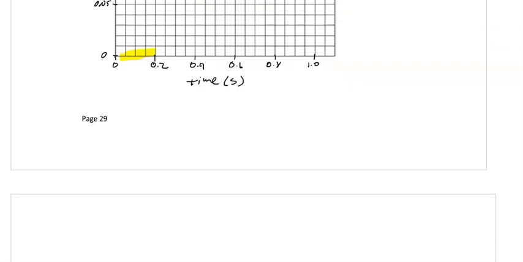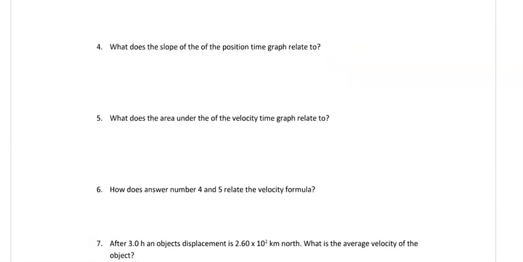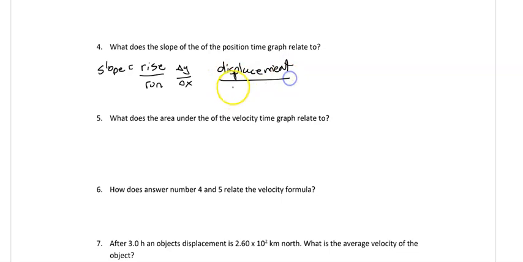So as we take a look at the next questions, what does the slope on the position time graph mean? What does it relate to? Well, the slope is normally equal to the rise over the run. But what do we have on the rise? Our delta y, right? Well, on a position time graph, that is displacement. And we're going to divide that by time because that's on the run, which means that the slope represents the velocity.